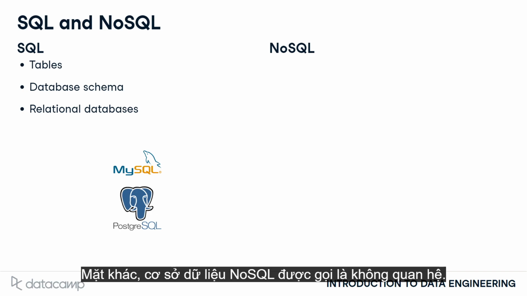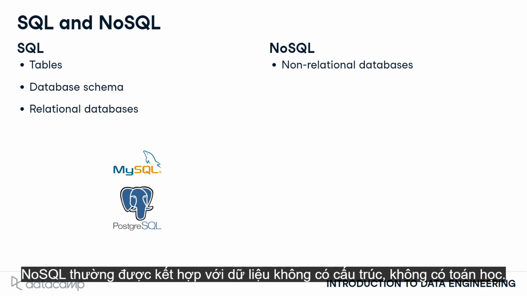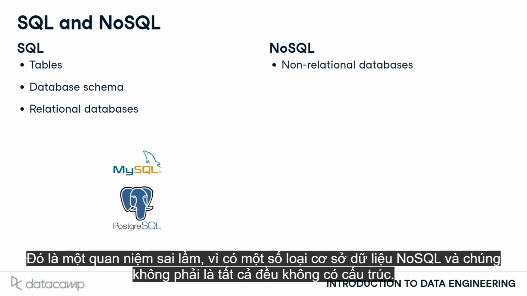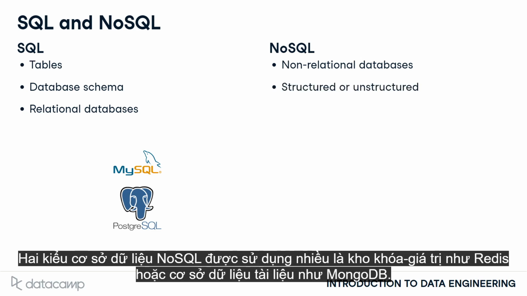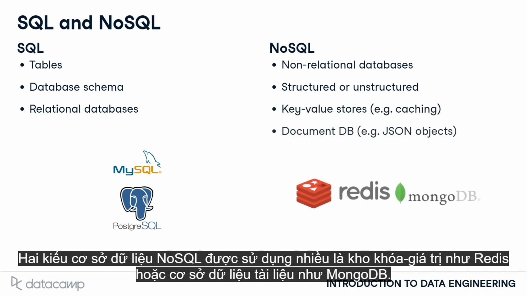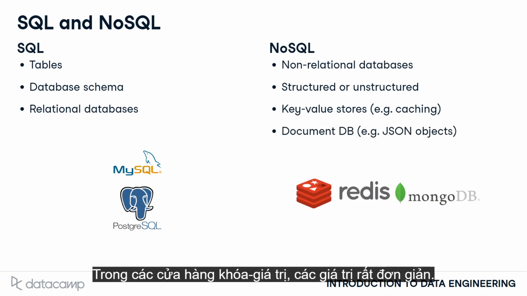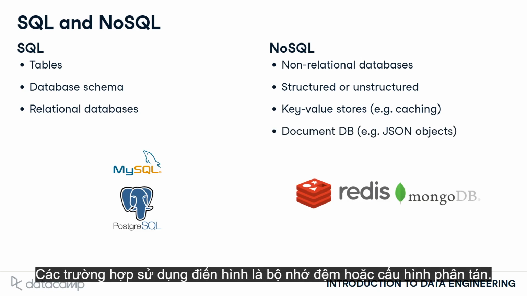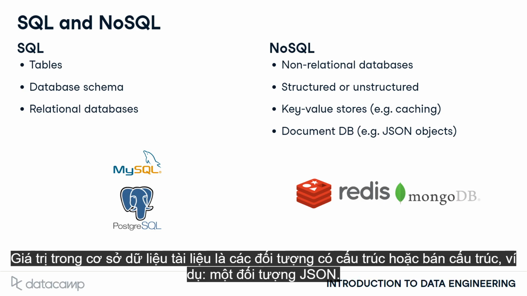On the other hand, NoSQL databases are called non-relational. NoSQL is often associated with unstructured schemaless data. That's a misconception, as there are several types of NoSQL databases, and they are not all unstructured. Two highly used NoSQL database types are key value stores like Redis or document databases like MongoDB. In key value stores, the values are simple. Typical use cases are caching or distributed configuration. Values in document databases are structured or semi-structured objects, for example, a JSON object.